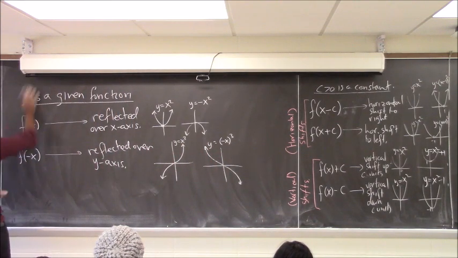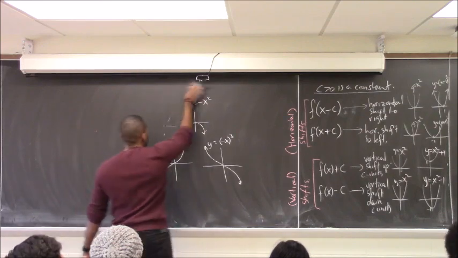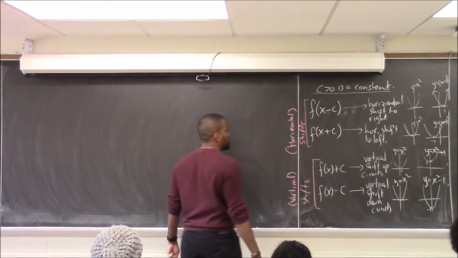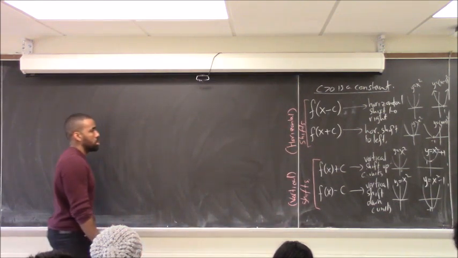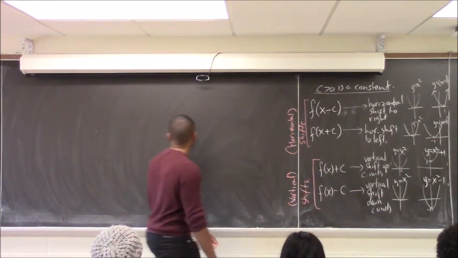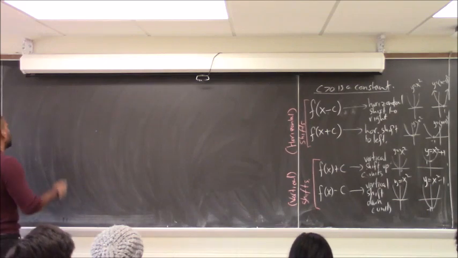So if you negate the outside, you reflect in the x. If you negate the x's, you reflect in the y. If you add something to all x values, you shift to the left. If you subtract something from all x values, you shift to the right. Add something on the outside to all y values, you shift up. Versus subtracting, you shift down.